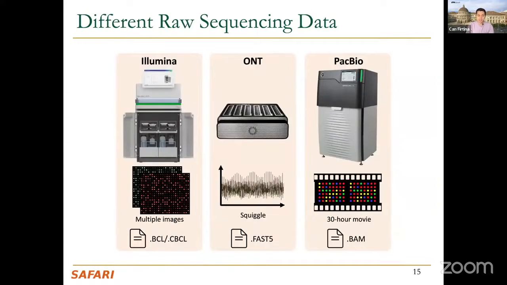But as I said, these different DNA sequencing technologies generate different raw sequencing data. As we said, for example, an Illumina machine generates a set of images to represent different bases at different positions. Nanopore sequencing usually generates raw electrical signals, and PacBio generates a series of images, which is in a movie format.